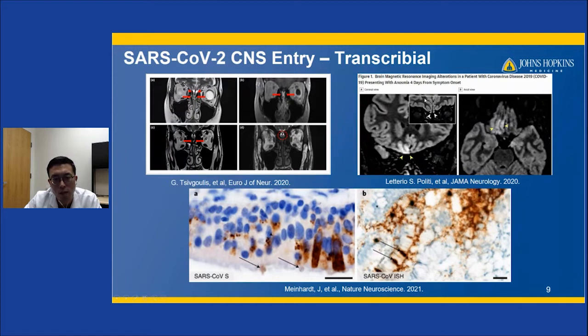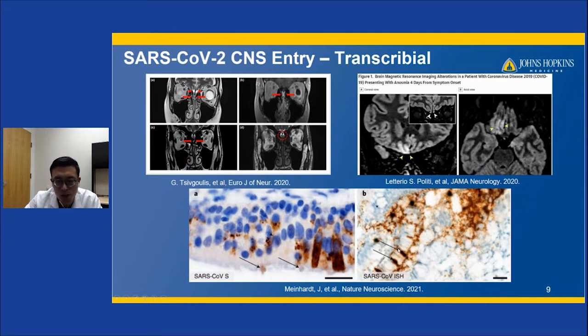The second schematic shows the basal frontal lobe and olfactory bulb of the CNS, showing hyperintensity in the MRI. This is a JAMA Neurology paper showing that COVID-19 infection can cause hyperintensity or damage to the basal frontal lobe with the infection, when this patient also had anosmia.